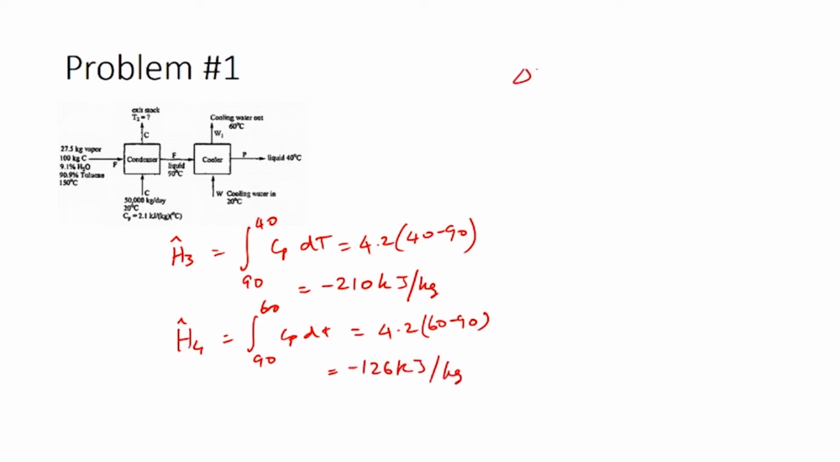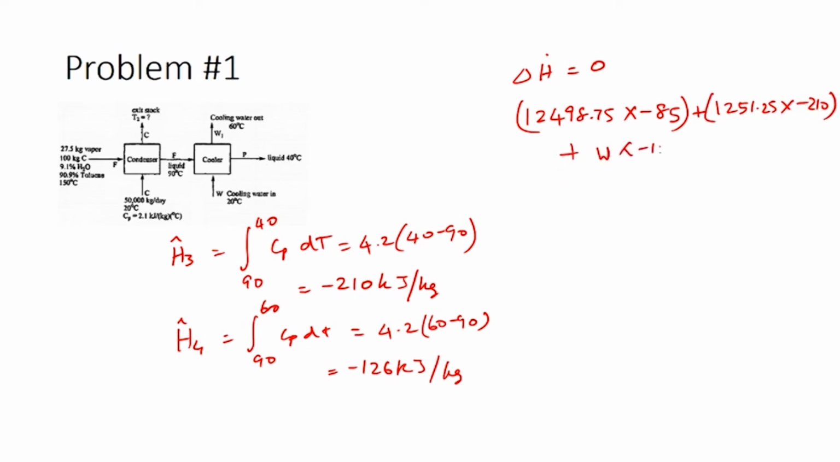So, we had already simplified the general energy balance equation as delta H dot equals 0. So, substituting all these values for H caps and the masses which we have, we would have 12,498.75 times minus 85 plus 1251.25 times minus 210 plus W times minus 126.